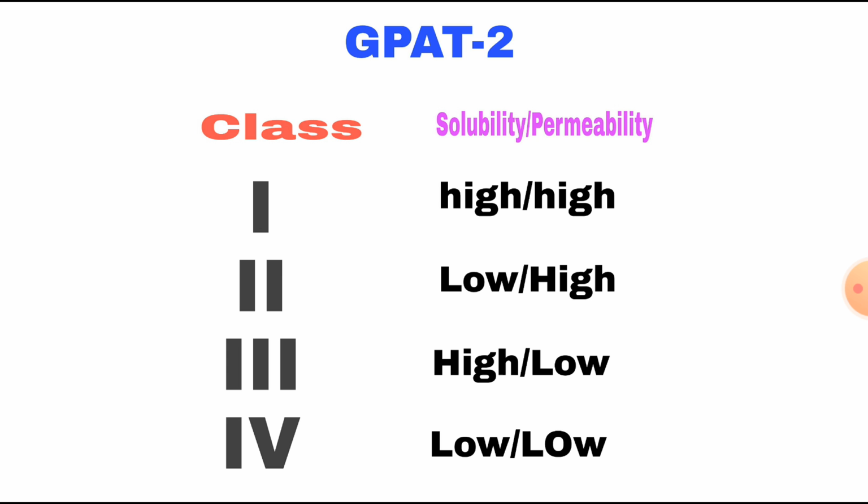For class 1 drugs, there is no problem with oral administration, but class 2 drugs are solubility limited drugs because they are low soluble. In case of low soluble or solubility limited drugs, we add cyclodextrin to make them soluble. And in case of permeability limited drugs, that is class 3, we make them into prodrugs and then administer them to the patient. In case of class 4, we can't use oral administration, we give an alternative route of administration. This is all about BCS classification.